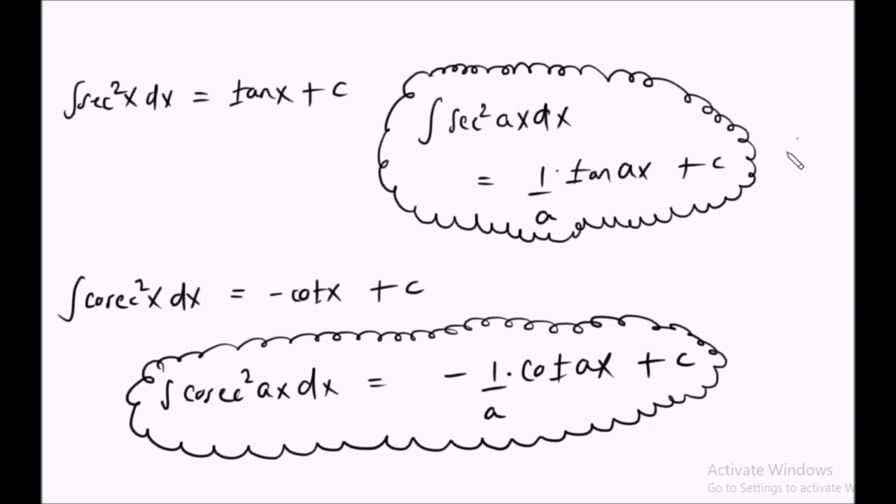So hizi nne standard integral nne nilizoziintroduce, hii ya sin ax, cos ax, sec squared ax na hii ya cosec squared ax, method ya kuderive ni kama ile ile niliyotumia kuderive ile ya ax plus b, okay, ile ambayo ndio ya kwanza ku-revise leo, okay, kwenye hizi standard integral. Sasa ninazo nyingine mbili sasa, okay.